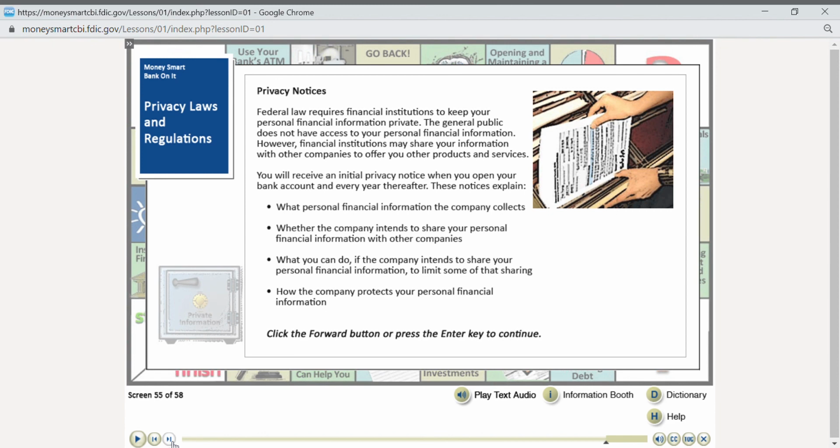These notices explain what personal financial information the company collects, whether the company intends to share your personal financial information with other companies, what you can do if the company intends to share your personal financial information to limit some of that sharing, and how the company protects your personal financial information. Click the Forward button or press the Enter key to continue.